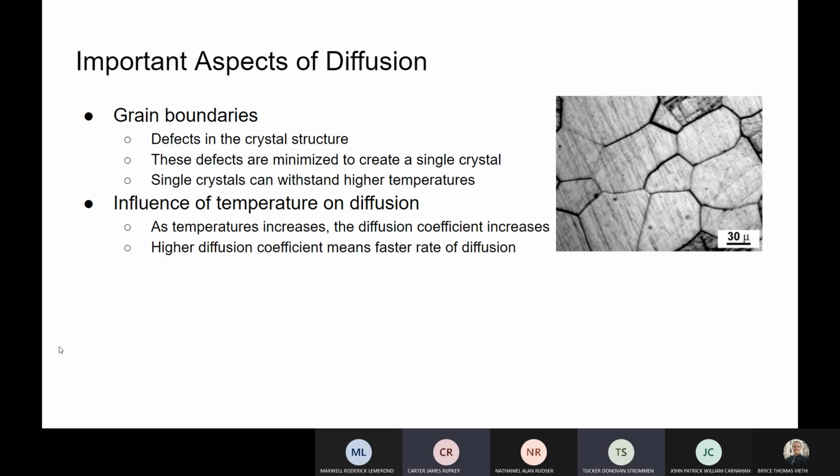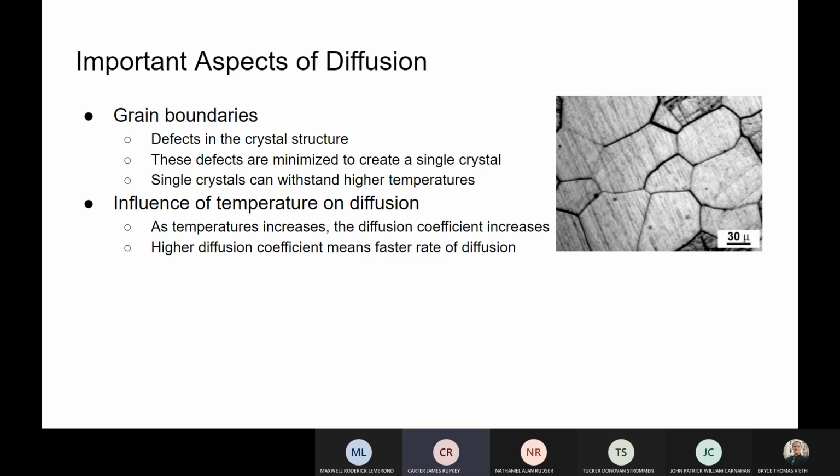All right, important aspects of diffusion. First, grain boundaries are an important thing to know in order to optimize the jet engine turbine blade's properties. An image of grain boundaries is shown to the right. Grain boundaries are defects in the crystal structure. These defects are minimized in order to create a single crystal which can withstand temperatures beyond a material's melting point.